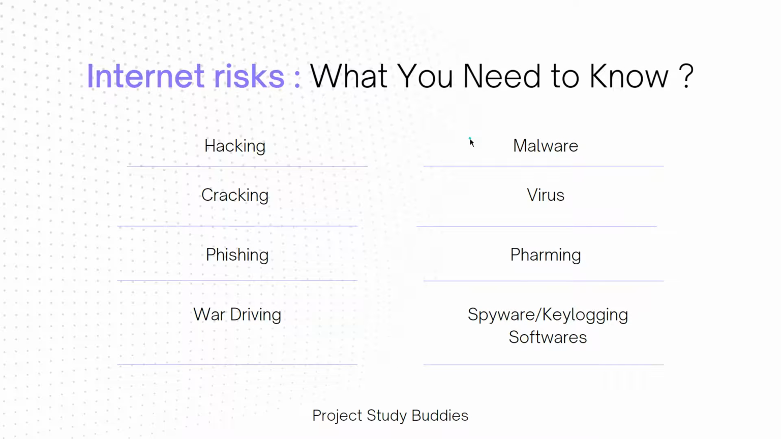Alright, so today we're going to talk about internet risks, which are hacking, cracking, phishing, wardriving, malware, viruses, pharming, key loggers, spyware, or key blocking software. We're going to talk about what these risks are and how we are going to prevent them.